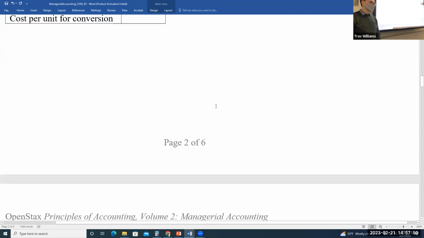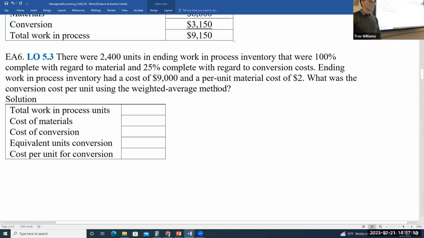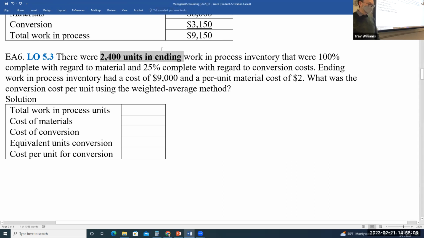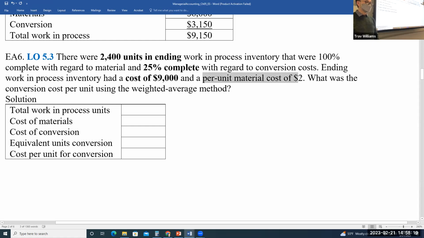Number 6. 2,400 units in ending work in process. They are 25% complete. Cost is $9,000. That's the total cost of our ending work in process inventory. There's a per unit material cost of $2. So they're kind of mixing things up here and giving us bits and pieces of information. What is the conversion cost per unit?